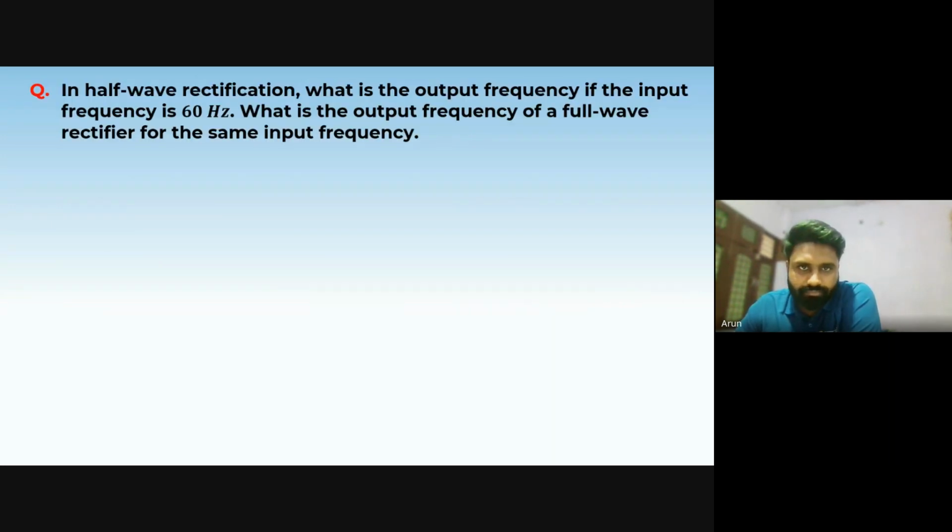Okay. Now, in half wave rectification, what is the output frequency if the input frequency is 60 hertz? And what is the output frequency of a full wave rectifier for the same input frequency? Likewise, the situation I have dealt with in the previous slide. So try to solve this question. I'm giving you 1 minute. Just try to solve this question and let me know the answer.